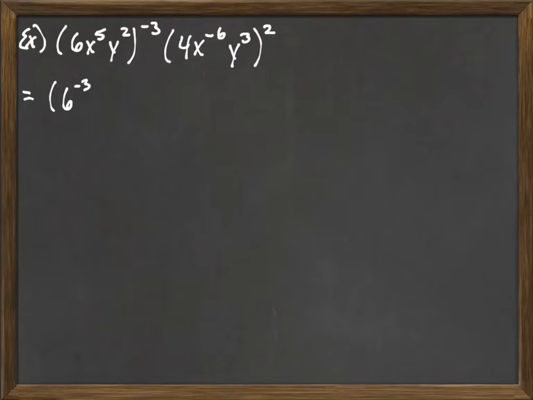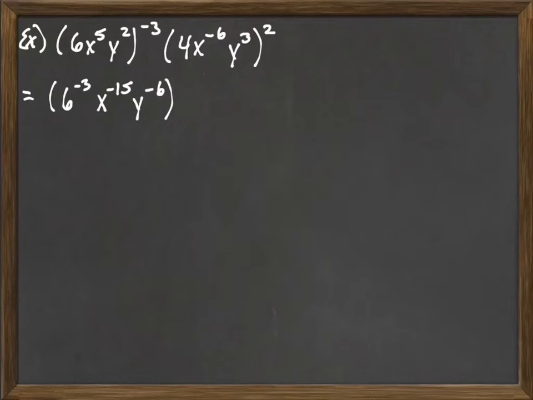Can't really do anything with that right now. Just going to hang on to it. It's not negative 18 or anything like that. We'll deal with it a little bit later. Now when it comes to x to the fifth raised to the negative third, remember with exponents we multiply. We're going down one level, from exponents down to multiply with the exponents. So 5 times 3 would make that x to the negative 15th. And then y to the second raised to the negative third, 2 times 3 would be y to the negative 6th.